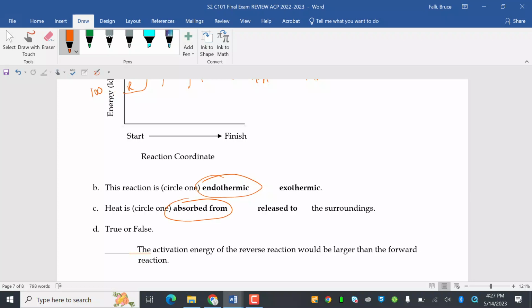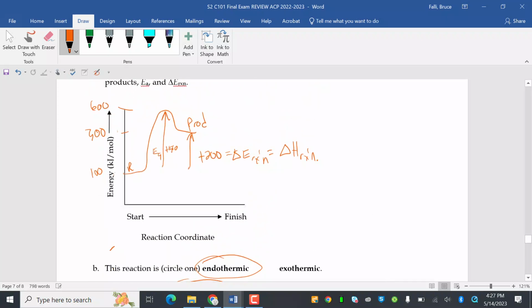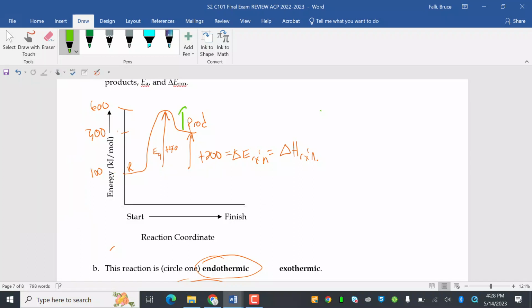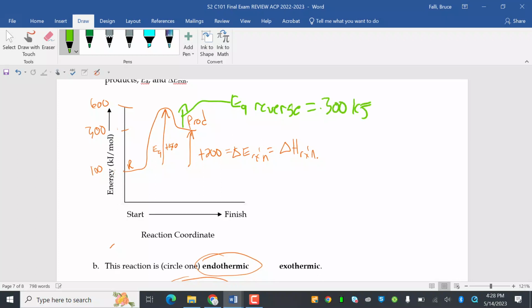True or false? The activation energy of the reverse reaction would be larger than the forward reaction. That is false. So the activation energy on the reverse reaction would be, I'm going to change my color here to green. This would be the EA reverse. And that would equal from 300 to 600, 300 kilojoules. That's smaller.